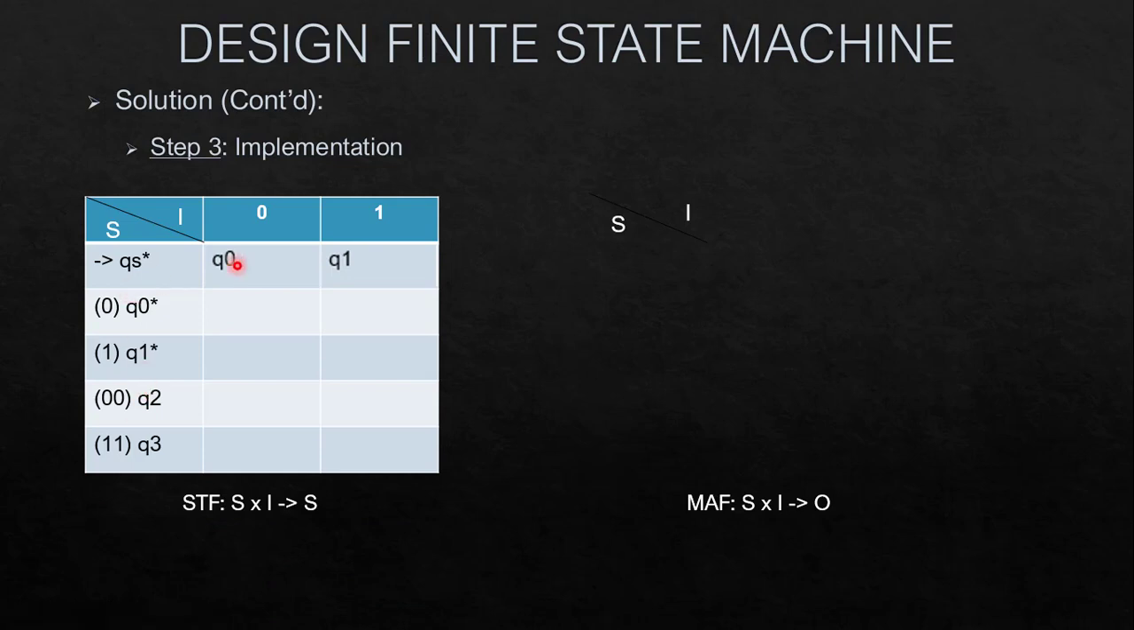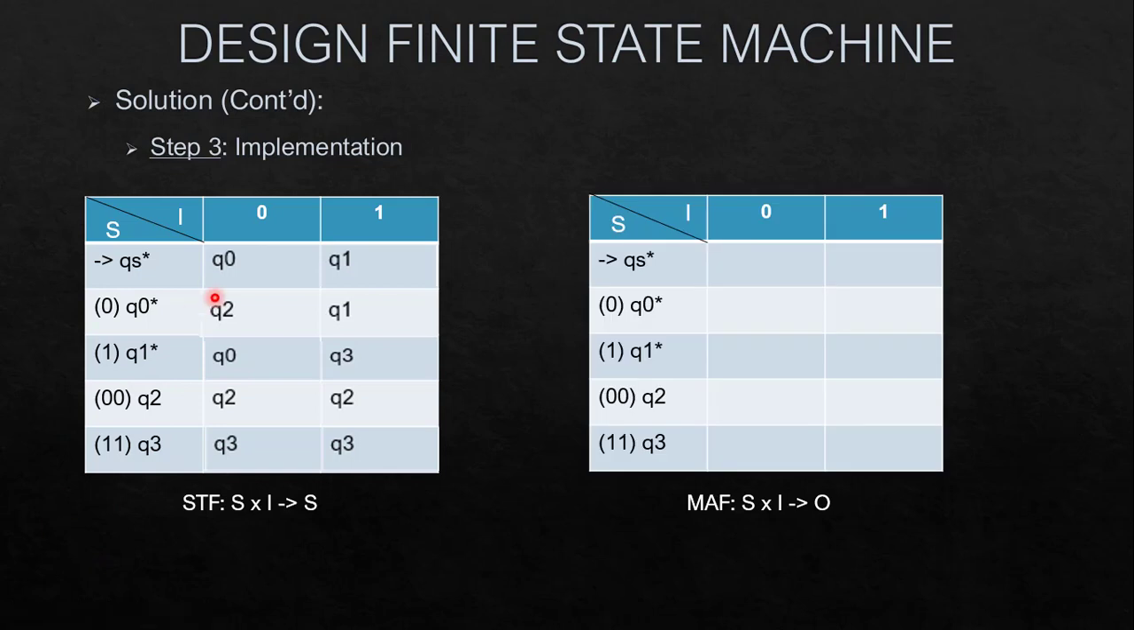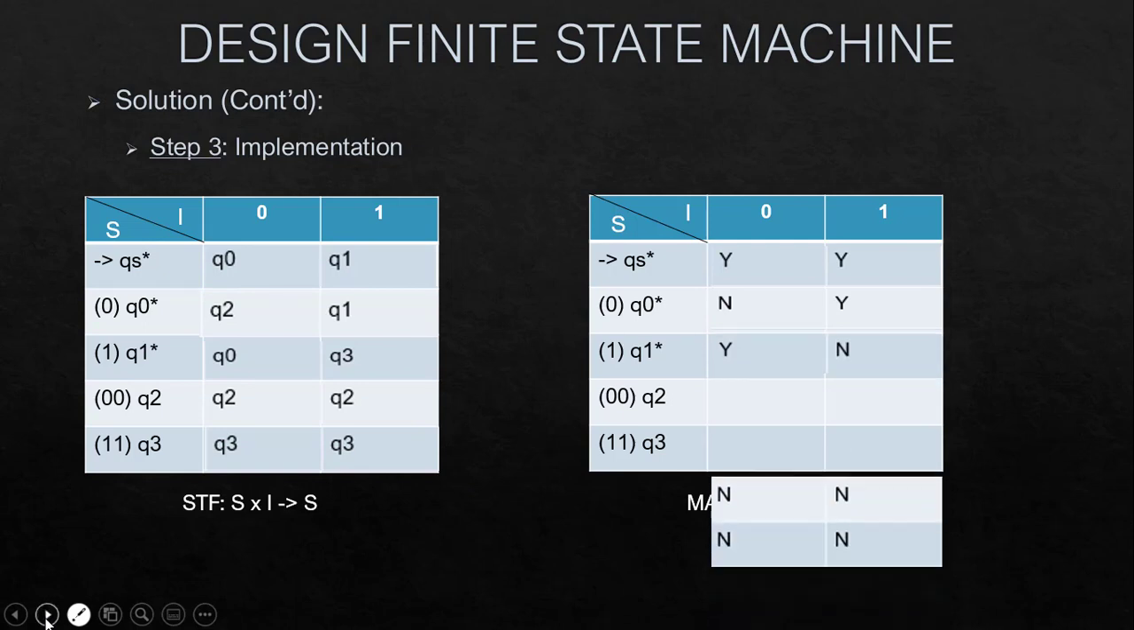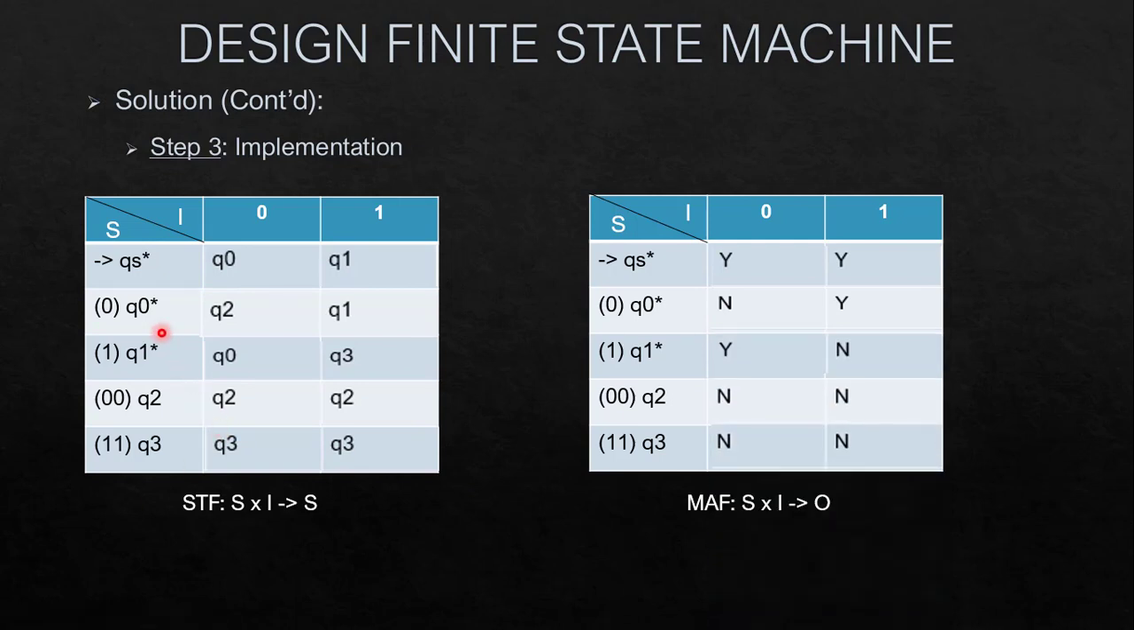From Qs, we will be going to Q0, Q1 respectively. Then from Q0, we will transit to Q2, Q1. From Q1, we will go to Q0 and Q3. From Q2, we will stay in Q2, Q2 and in Q3 again we will be staying in Q3 itself. So, here Q2 and Q3 will be treated as our dead states. So, in the Moore machine, we will mark Q2 and Q3 as n, whereas Qs, Q0 and Q1 will be marked as y, that is the input string is valid.